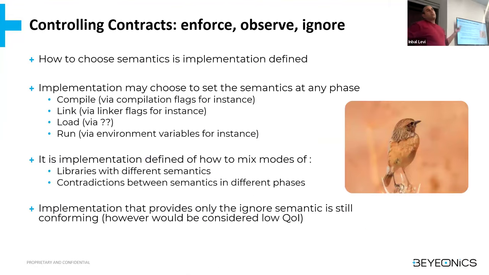So when do we use each of the semantics? It's defined as implementation defined. I mean, the implementations are free to select when and how to use. It might be at compile time, link time, load time. I have no idea how we are going to do it, like when you load your function. And even in runtime, you may be able to change the semantics of the program. Environment variables is the way to use it.